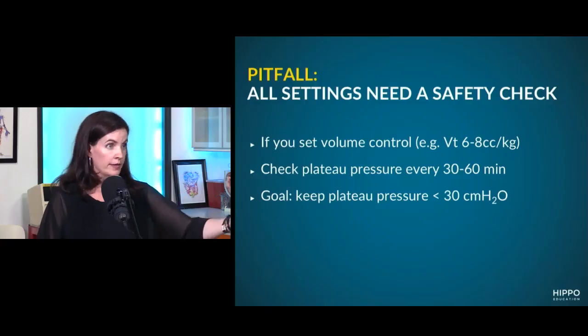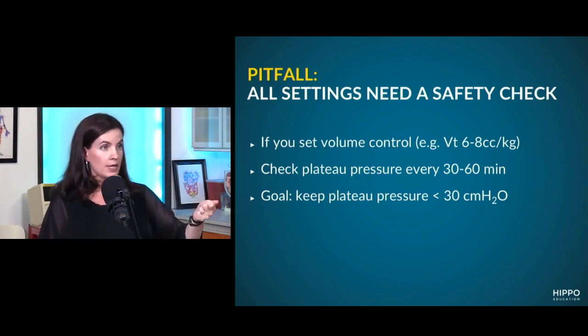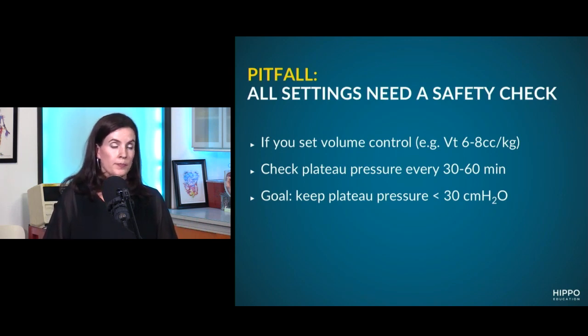All right. So say I set Paul on 420 cc's, but his plateau pressures are up around 32, 34. Too high, not safe. I need to turn his tidal volume down a little bit. So I will dial him down 20, 30 cc's maybe, and check that his plateau pressures are less than 30. So this is my safety check that whatever I've chosen initially is actually safe for him and not going to harm him by making the pressure too high.